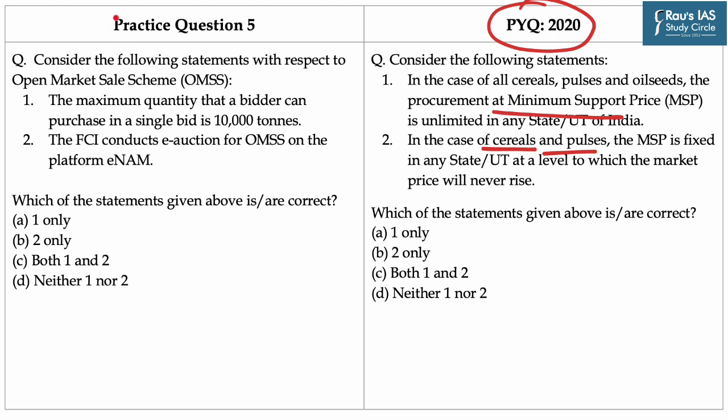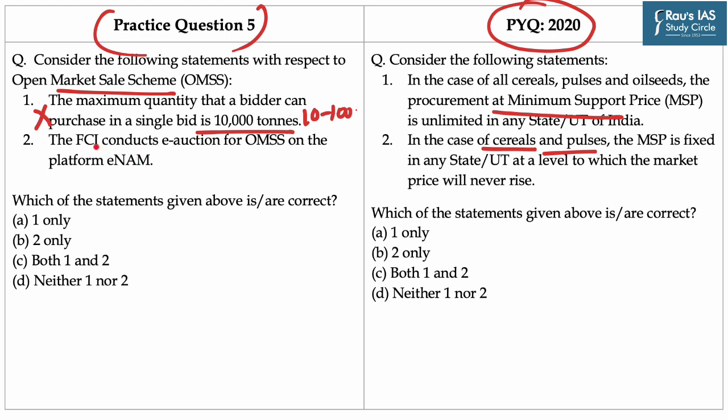Based on today's article, here's practice question number 5. Consider the following statements with respect to open market sale scheme. The first statement: the maximum quantity that a bidder can purchase in a single bid is 10,000 tons. Now, previously, the Food Ministry has already imposed restrictions on sale of wheat under the OMSS program, which limits the quantity of a bidder to 3,000 tons. Presently, the maximum quantity that a bidder can purchase has now been restricted to the range of 10 to 100 metric tons. Hence, statement 1 is incorrect.